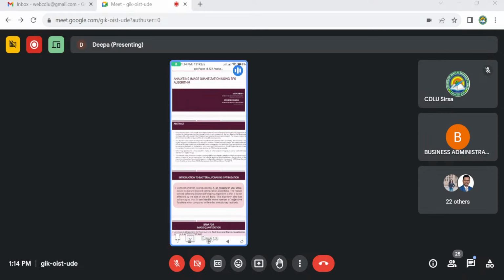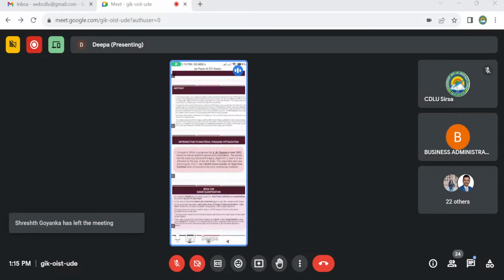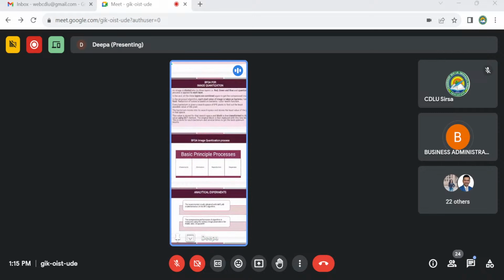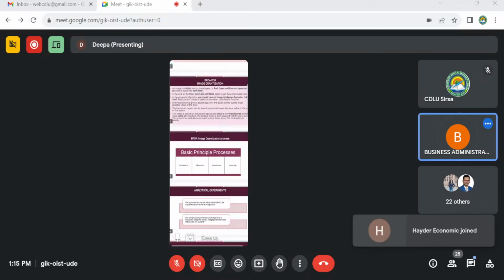Okay, sir. This is about the analysis of image quantization using the BFO algorithm. The BFO algorithm is applied to test, when we quantize an image, meaning we compress the image, what is the impact on the quality of the image. We have taken three types of images: PNG, JPG, and BMP. These three types of images are taken in the analysis to compare what the results will be if we apply this algorithm. Sir, will I continue or jump to the conclusions? Yeah, you may jump.